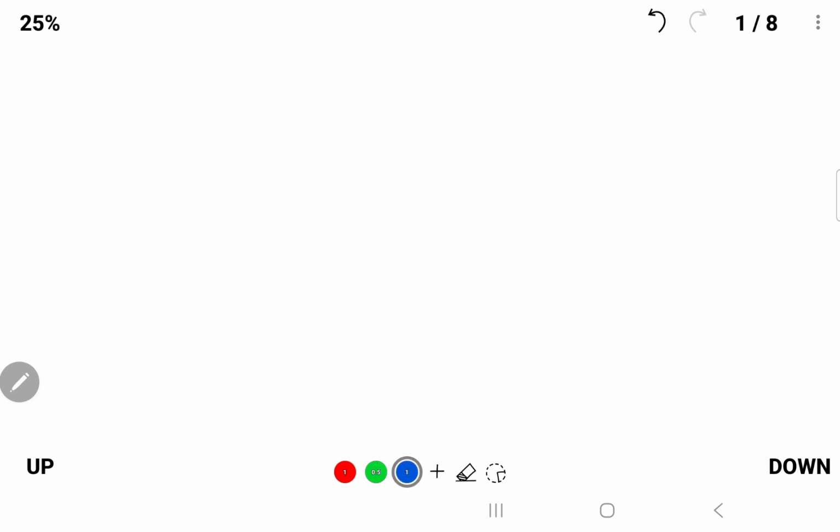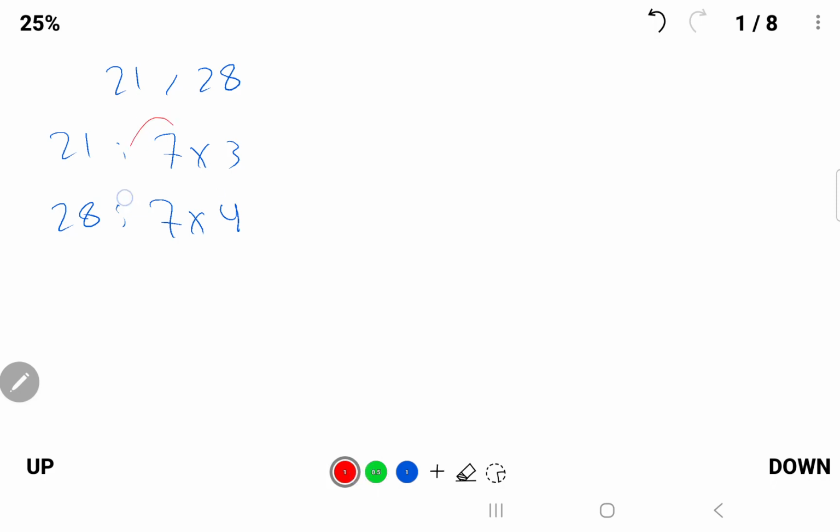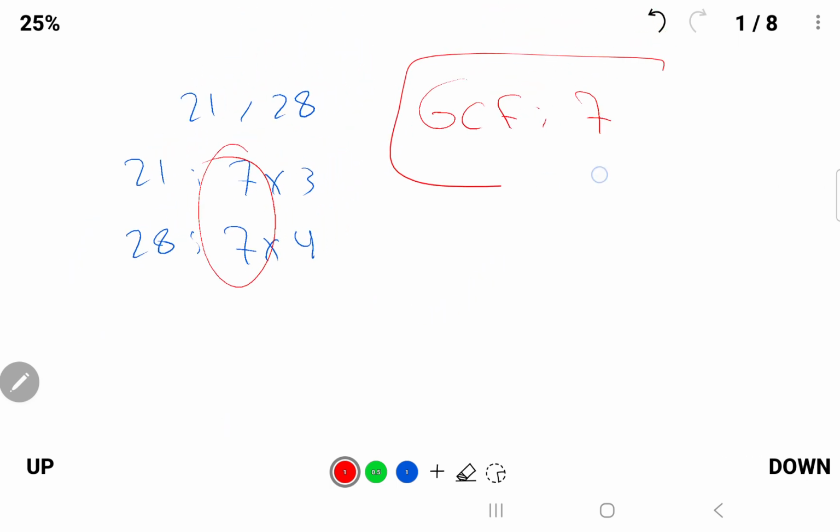So, another example. Let's say we have 21 and 28, and we need the GCF of 21 and 28. Now 21 is 7 times 3 and 28 is 7 times 4. So 7 is a common number, so the GCF is 7.